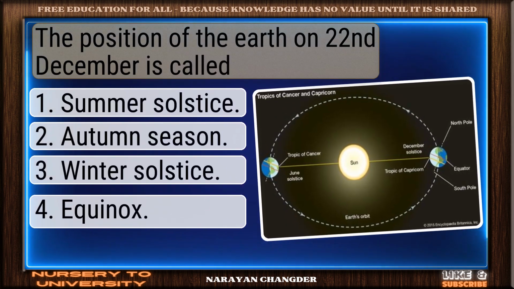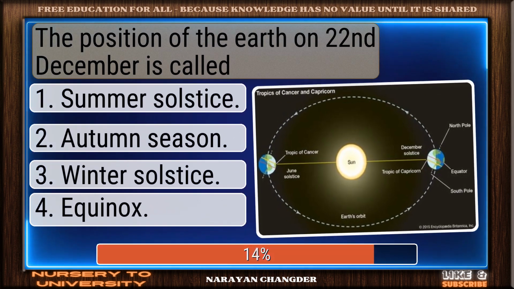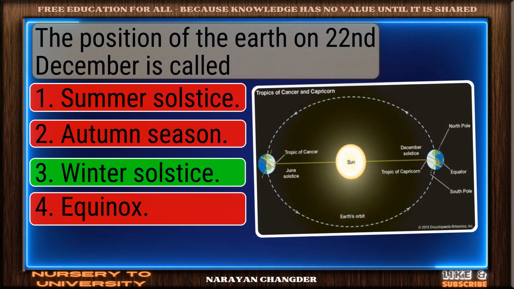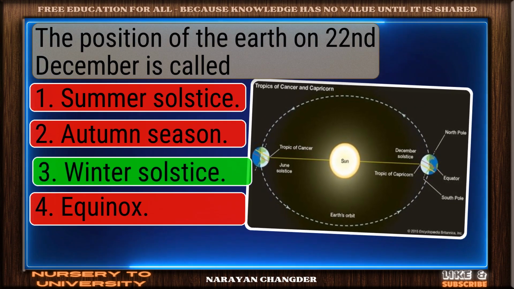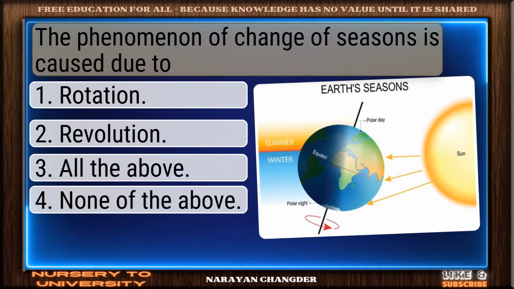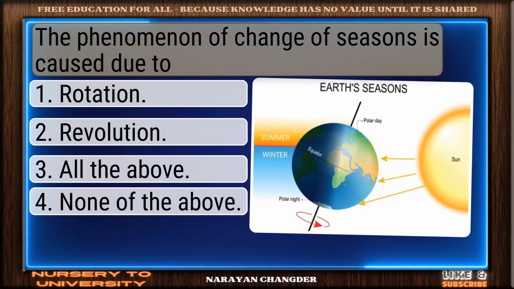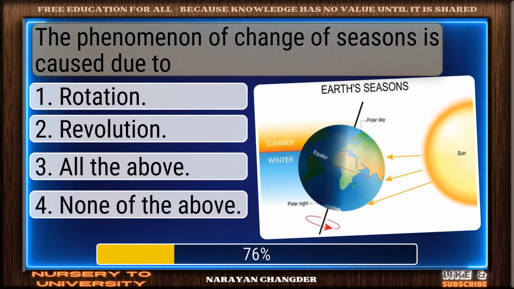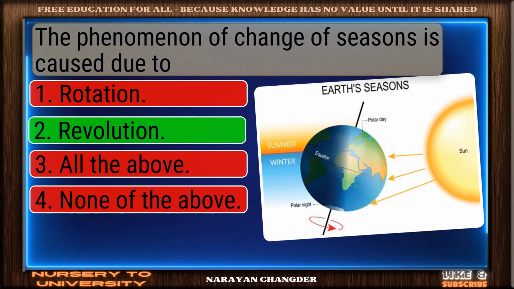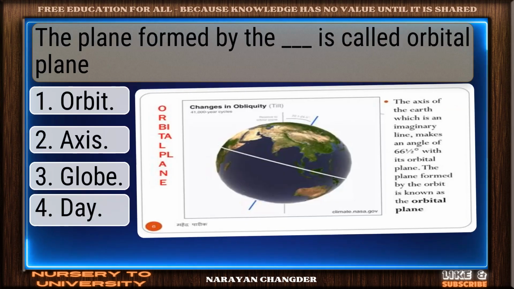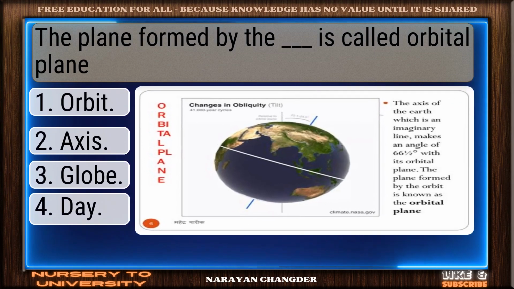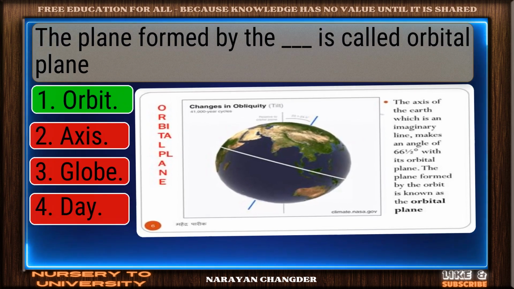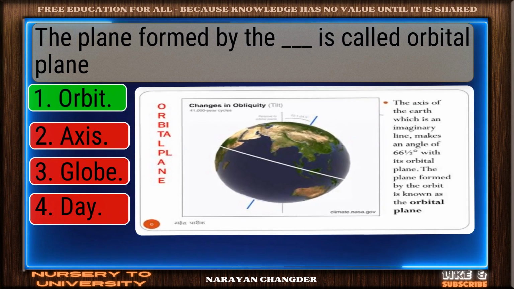The position of the Earth on 22nd December is called. Clear logic. Your choice winter solstice is sound and 100% true. The phenomenon of change of seasons is caused due to. Well done. Revolution is the right choice. The plane formed by the dash is called orbital plane. Nicely done. Orbit is a solid answer.